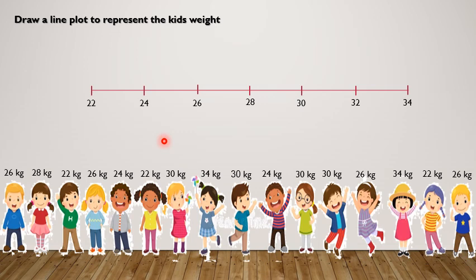Now, let's see how to draw the x's on the line plot. Before I start, I must know what this scale represents. The weight in kilograms. So this 22 means 22 kilograms, and 24 means what? 24 kilograms. This 26 means what? 26 kilograms. So you must know the unit, not 22 apples or 22 oranges or 22 watermelons. It's 22 kilograms. The scale represents weight.